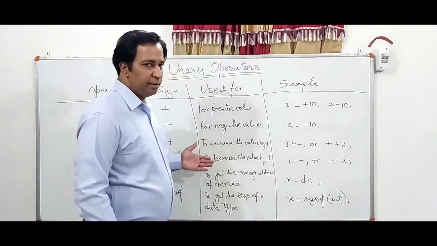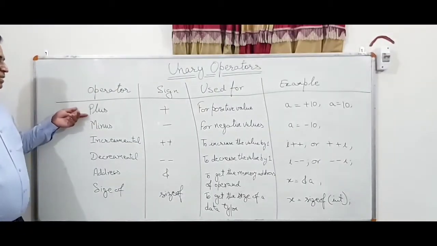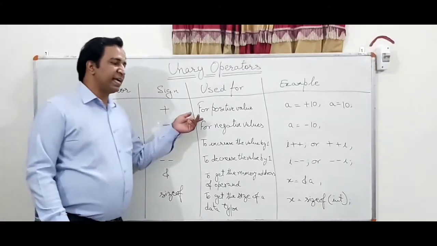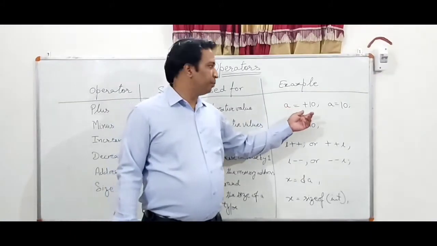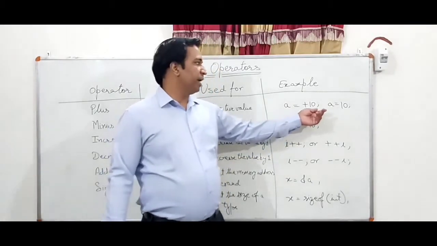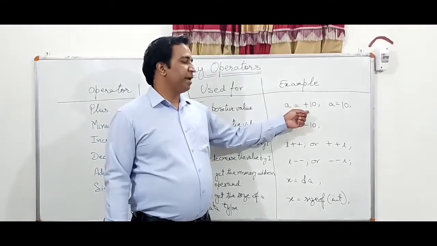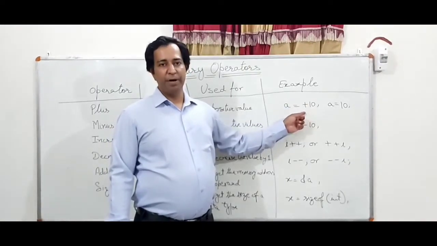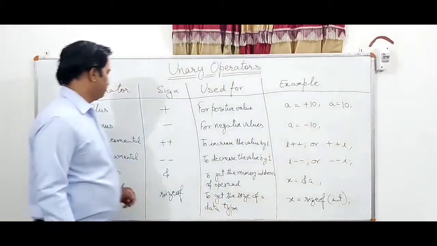Let's have a look at this table. These are the unary operators available in C. First is plus. It is used to assign positive values. Like I have written a is equal to plus 10, or if you write a is equal to 10, both will give you the same results. So actually writing plus is not mandatory. This statement will also give the same result.